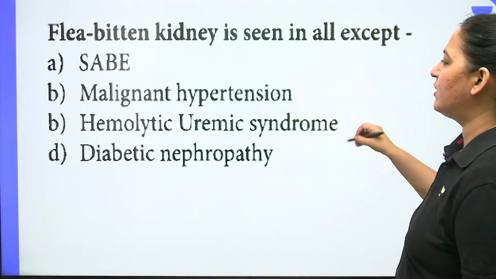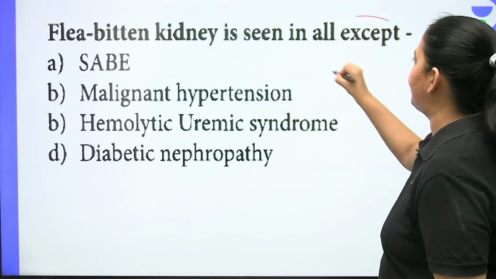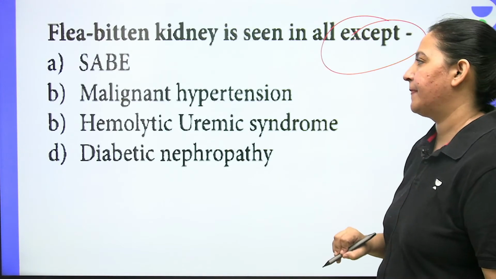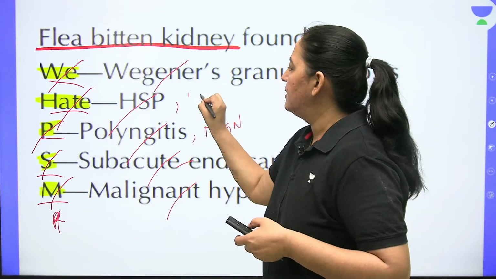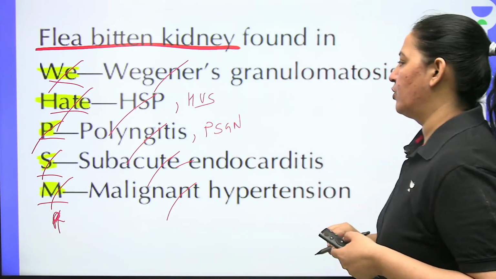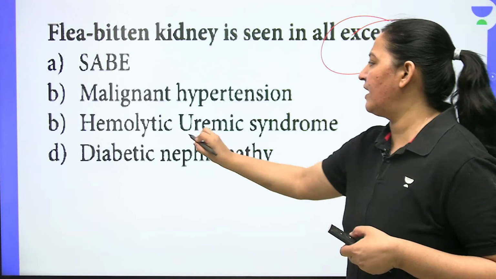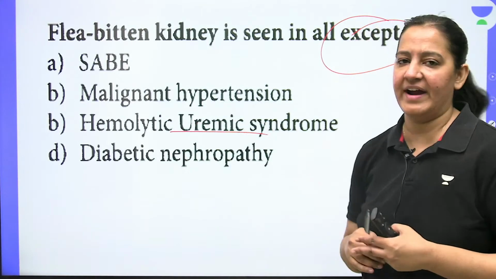Flea bitten kidney is seen in all of the following conditions except. See the question, except. अच्छा H एक और ऐड कर लो. HS purpura के अलावा HUS. HUS भी ऐड कर लो here. Add HUS. HS purpura के अलावा hemolytic uremic syndrome. You will find flea bitten kidney.